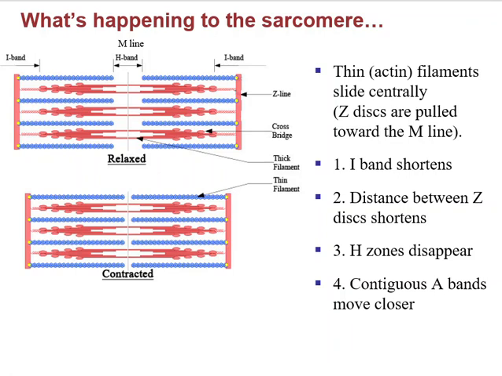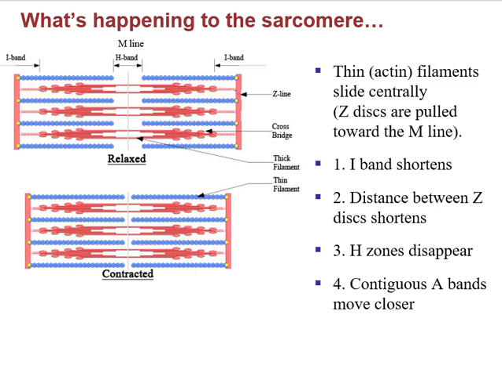Next, we're going to be looking at what's happening to the sarcomere during the cross-bridge cycle. So what's happening is the Z-discs are going to get closer together. The thin actin filaments are going to slide towards the middle of the sarcomere, or centrally. The I-band is going to shorten, and the H-zones are going to disappear. That also means the contiguous A-bands move closer. So you can see the relaxed sarcomere at the top image, and the contracted sarcomere down at the bottom.